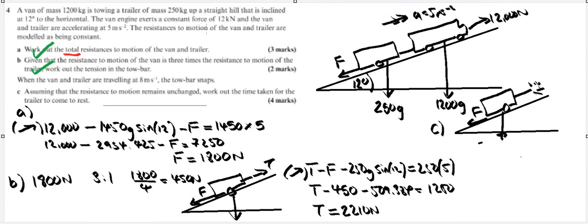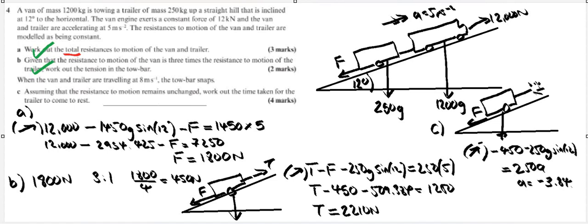Okay, so now again I'm going to resolve up the hill. Now I've got nothing pulling it. I've got my frictional force of 450 trying to stop it. I've also got my 250g sine 12, my weight vector, and the only thing that's equal to is mass times acceleration, which is 250a. Okay, so then when I work that out, I find that a is a negative number, of course, because it's slowing down, because all the forces are pulling it back. So a is minus 3.84.